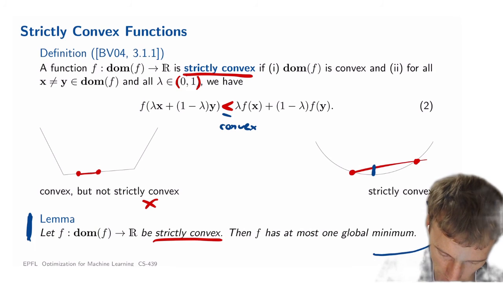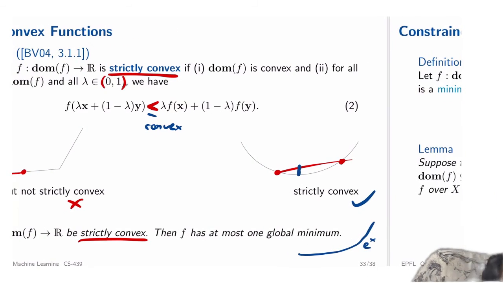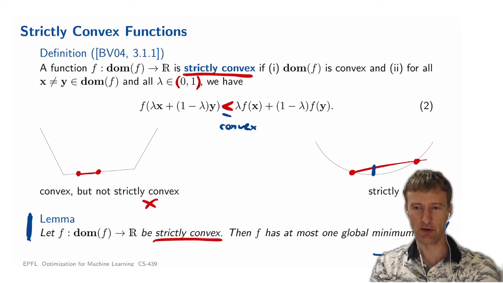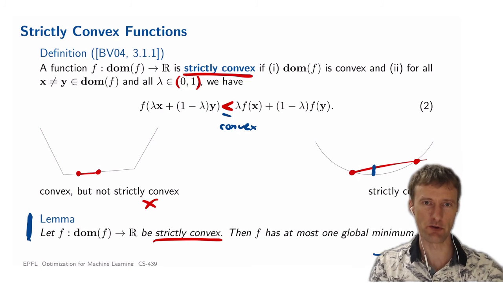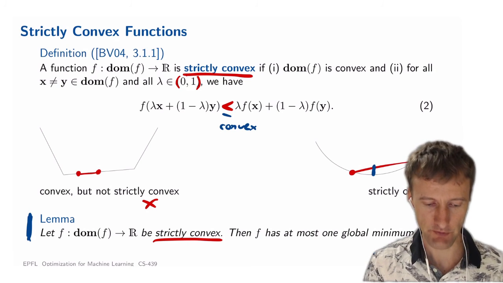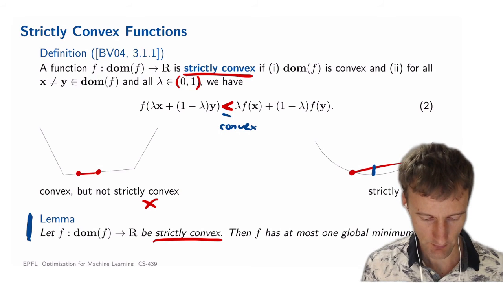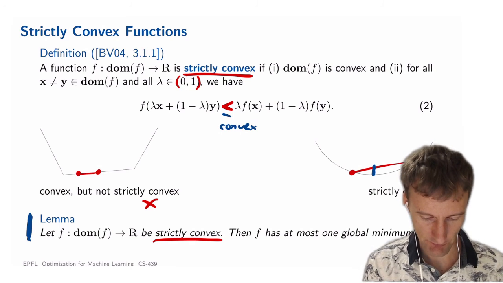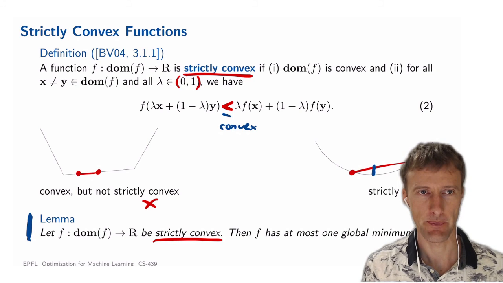For example, if you have the e to the x function, the minimum is not necessarily attained, right? There are many functions which are convex, but the minimum is not attained, sometimes you have not one particular minimum, so it might be convex, it might be strictly convex. Nevertheless, this lemma is true. f will have at most one global minimum.